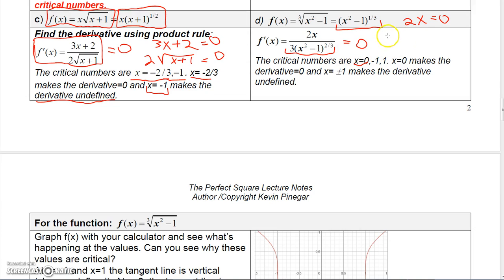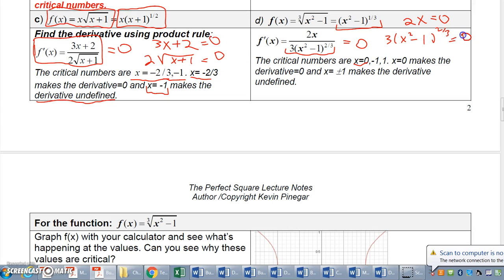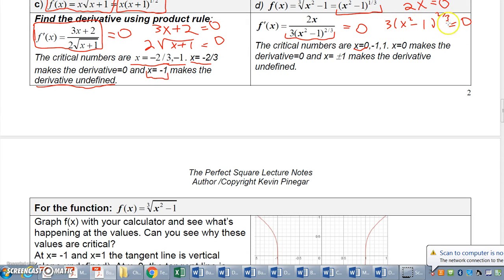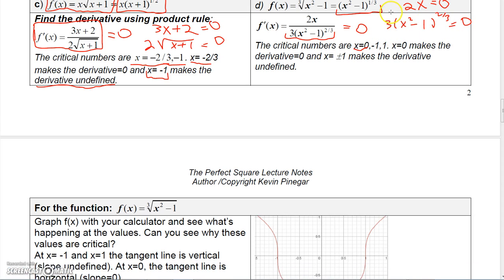Well, the only way the derivative can be undefined is if I can figure out what makes 3 times (x squared minus 1) to the 2/3 power equal 0. Actually, if you do a little bit of algebra here, you can divide both sides by 3, and that'll get rid of the 3. And then if you raise both sides to the 3/2 power, well, on the right-hand side, 0 to any power is just 0. But by raising all of this to the 3/2 power, it'll actually eliminate the exponent, and you'll just get x squared minus 1 equals 0. And I think you know how to solve this.